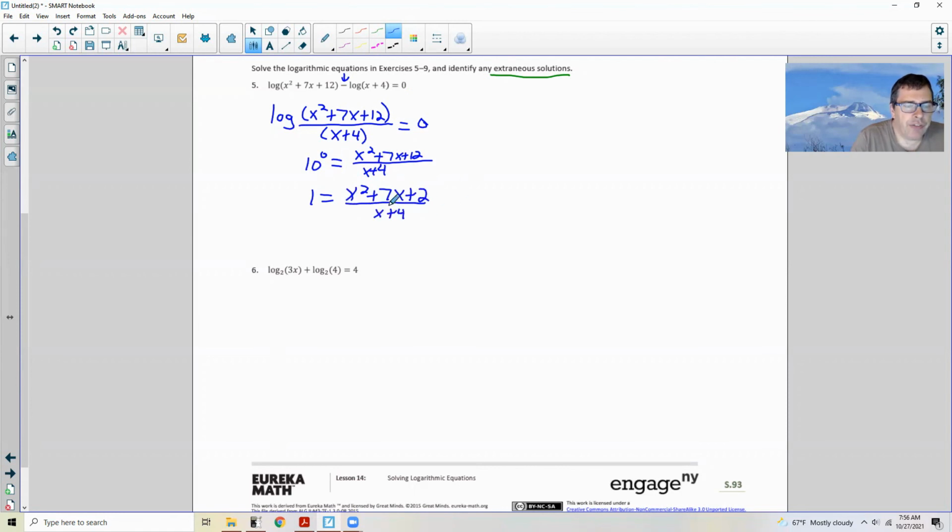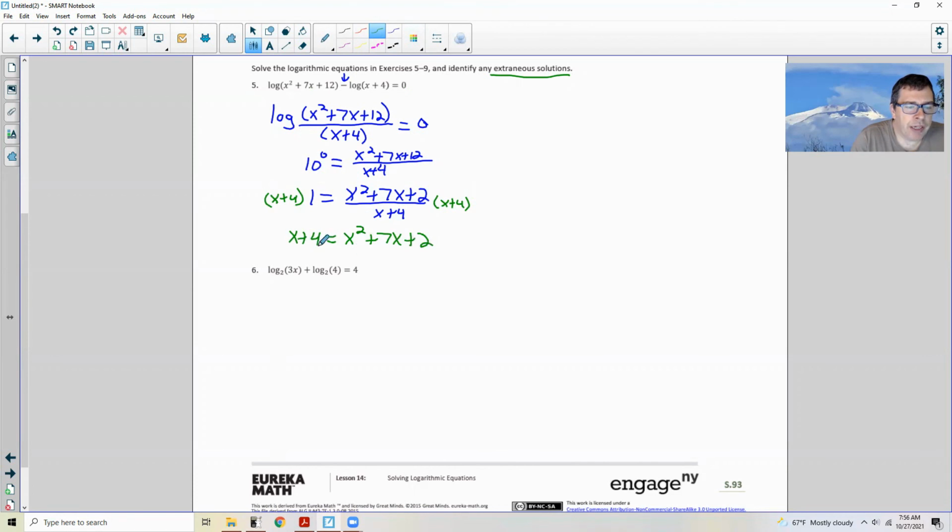Okay, so I could divide this, but when I do that, I'm only going to get one solution. So instead of doing that, I can just get rid of this denominator by multiplying both sides by x plus 4. Okay. And when I do that, I get 1 times x plus 4, which is x plus 4 equals x squared plus 7x plus 2.